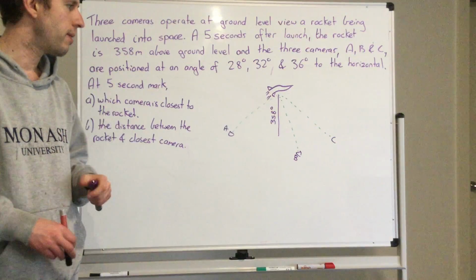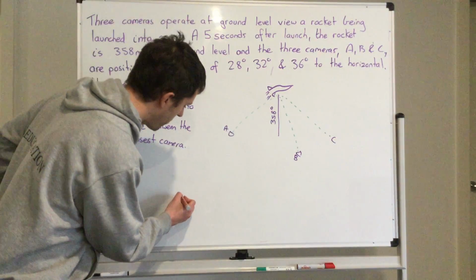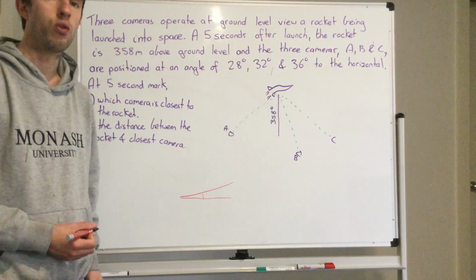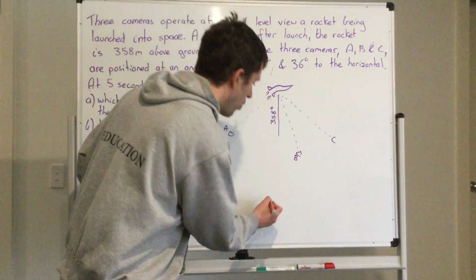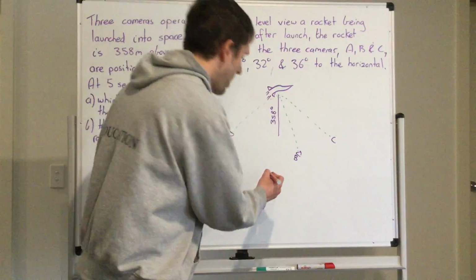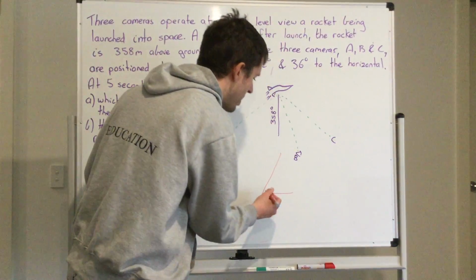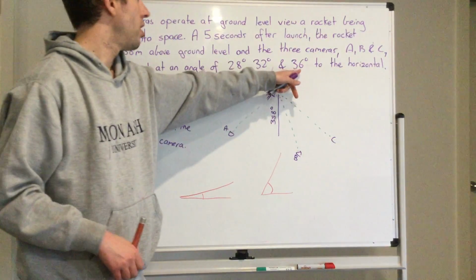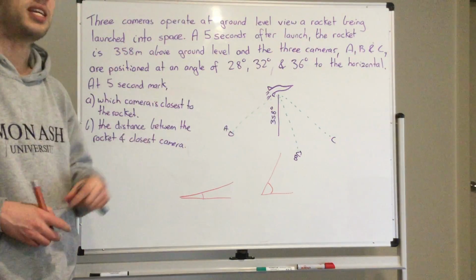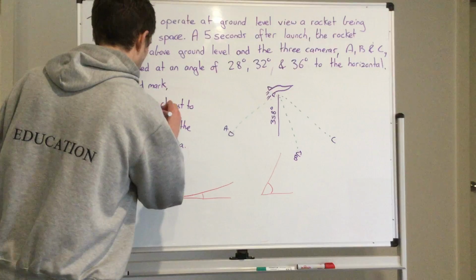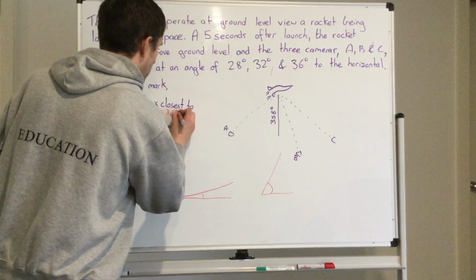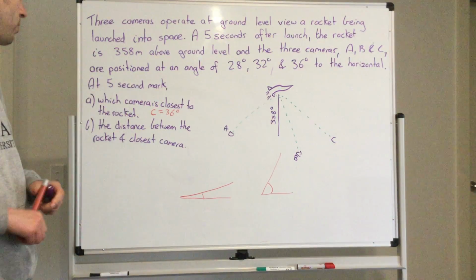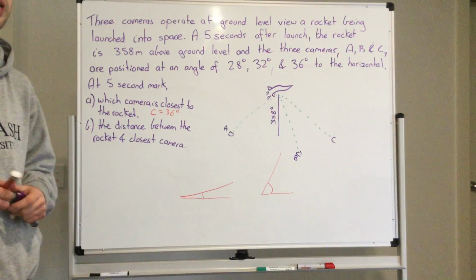So the first thing I want you to think about, the further I am away, the smaller my angle. If I'm standing right next to the rocket up in the air, I'm going to have a bigger angle. So straight away, I can see that C, which is 36 degrees, that is the closest. So camera C. The next thing it asks us is the distance between the rocket and the closest camera.